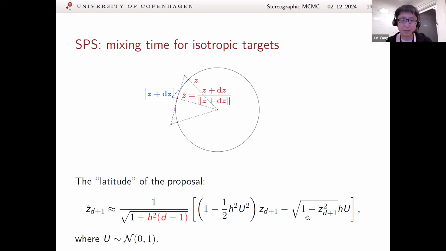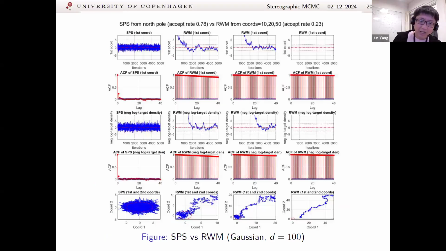So let's look at the performance of this SPS for sampling this high dimensional Gaussian target. In this picture, the first column is the performance of this SPS. This is the trace plot for the first coordinate and its autocorrelation function, the negative log target density and its autocorrelation function, and also the first two coordinates. The other three columns are the performance of random walk Metropolis, starting from different initial states.